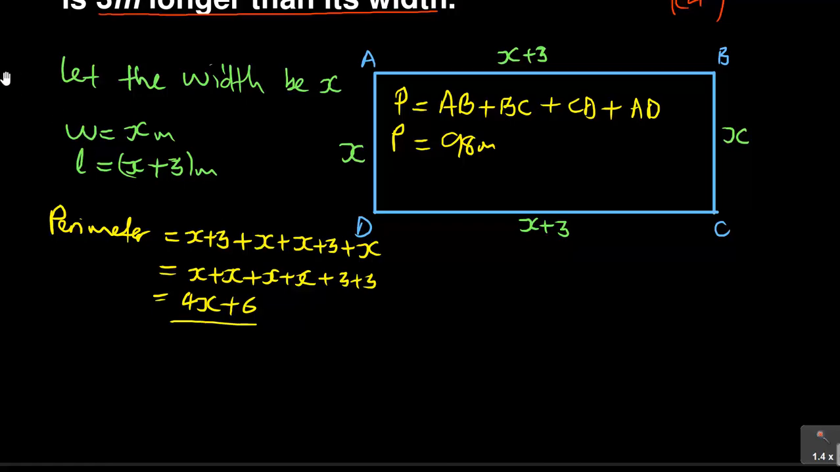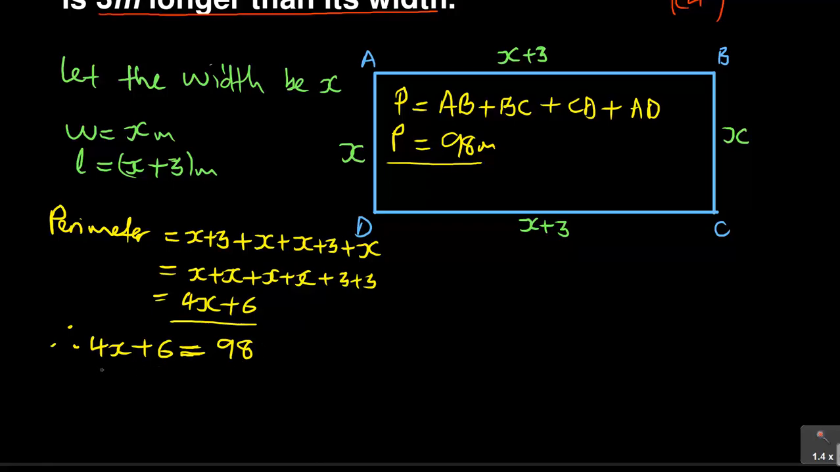So I've managed to find my perimeter in terms of x, but remember they told us that perimeter was 98 meters. Therefore, you have 4x plus 6 is equal to 98 meters. So that is what the perimeter is. You have the perimeter in terms of x as well as the actual perimeter of the shape, so that helps you form an equation, which is 4x plus 6 is equal to that perimeter that you're given.